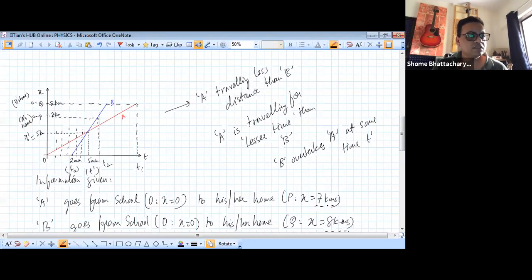Just a minute. A is reaching the point, which is his destination. So A's destination is not Q. A's destination is the point P. Okay, so this time will be something else. My mistake. The time T1 will be this time.